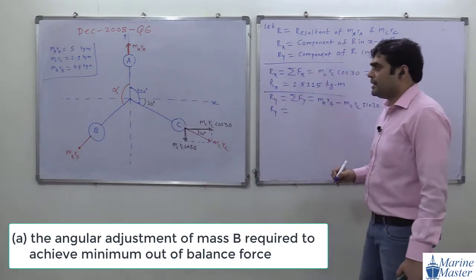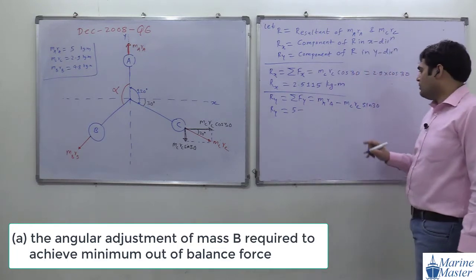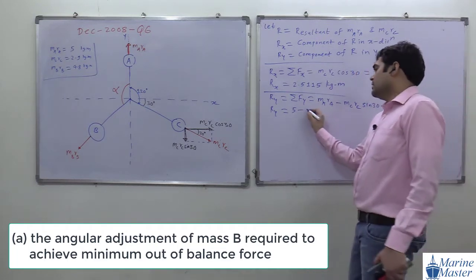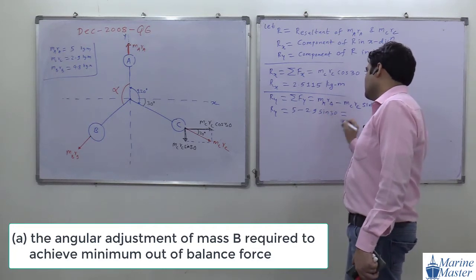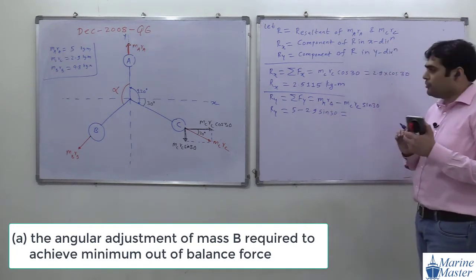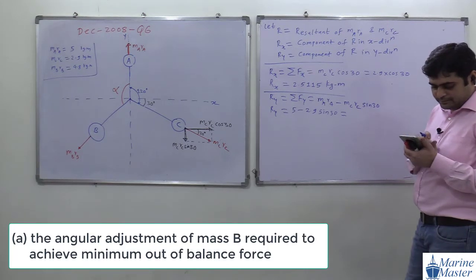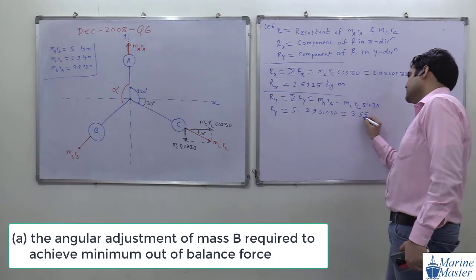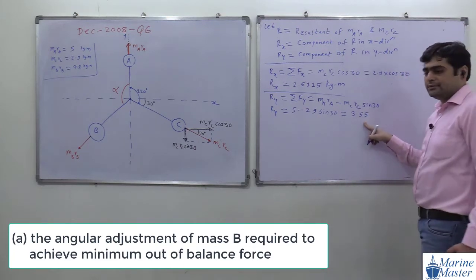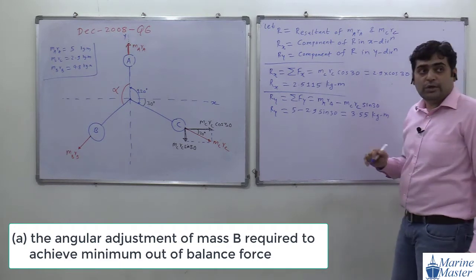What is the value of MARA? 5 minus MCRC, 2.9 sin 30. So what will be the value of Ry? 5 minus that gives 3.55. What will be its unit? Not per meter, only kilogram meter.